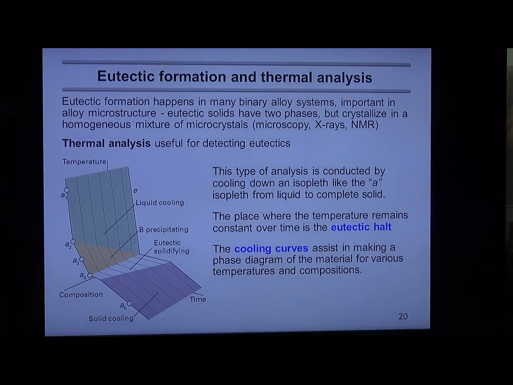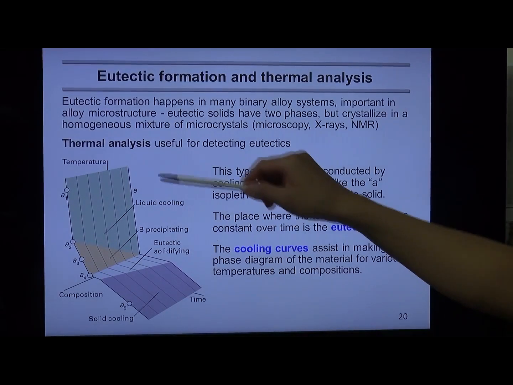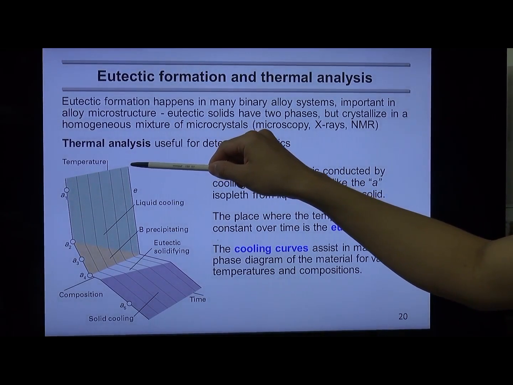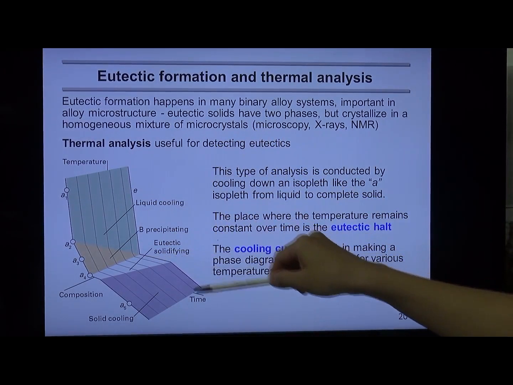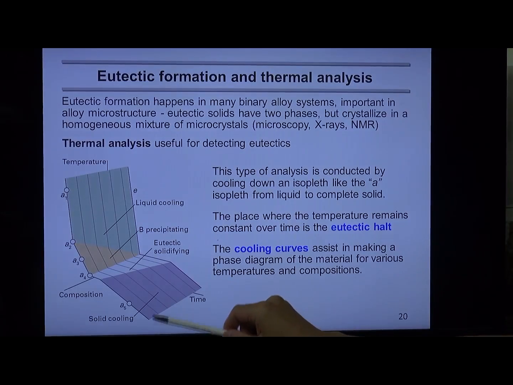The principle of this thermal analysis to make the eutectic phase diagram is shown in this figure. So you start from here at a relatively high temperature, and you cool down, and each of these lines represents a different composition.